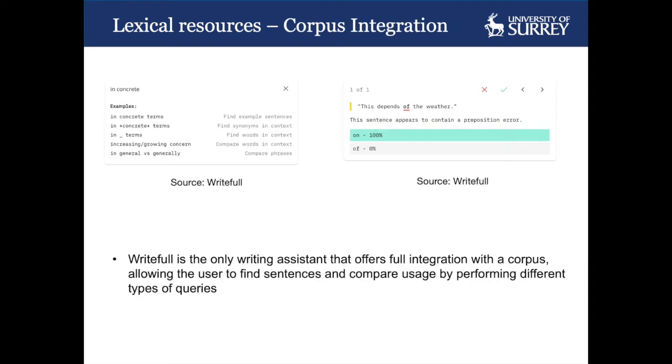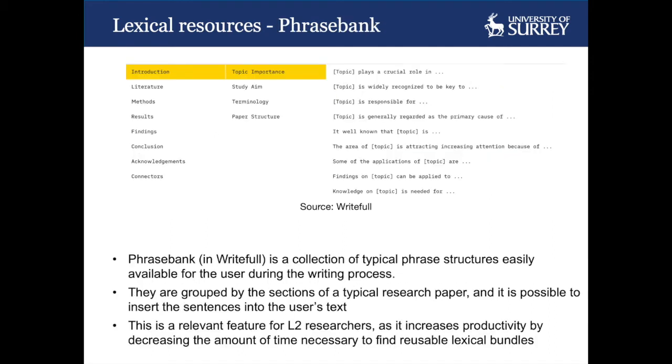In terms of corpus integration, Writefull is the only writing assistant that offers full integration with the corpus, allowing the user to find sentences and compare usage by performing different types of queries. This integration of data-driven learning into the writing system is a very powerful feature because not only does it allow the user to quickly find and access lexical resources, but it also helps the users to learn based on real usage.